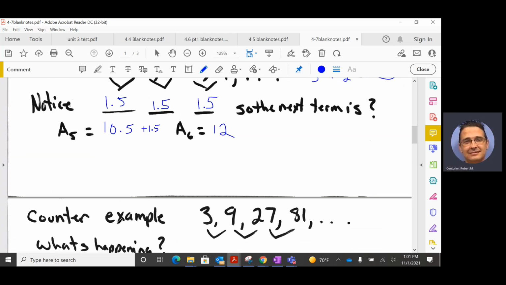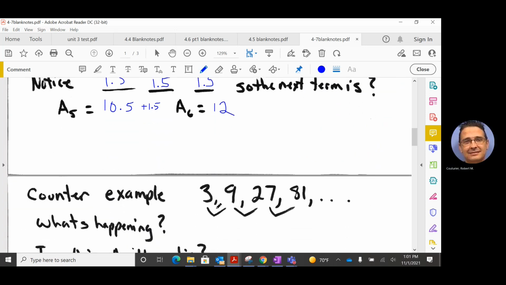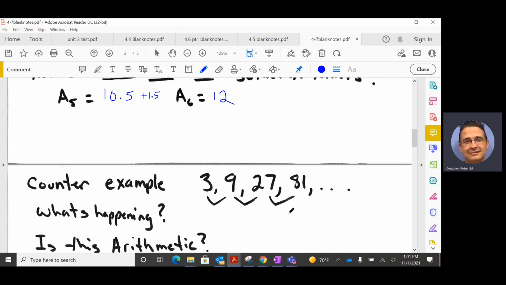Let's look at a counterexample. This is definitely arithmetic. What about this one? 3 and 9. Well, I can see if you subtract these two, that's 6. You subtract these two, 27 minus 9. Oh, that's 18. So there's definitely not a common difference going on. But what is happening here? Can we figure this out? 3, 9, 27, 81.